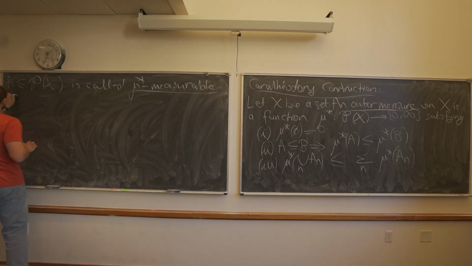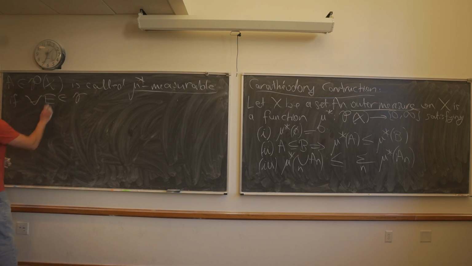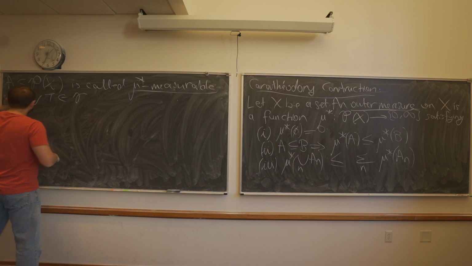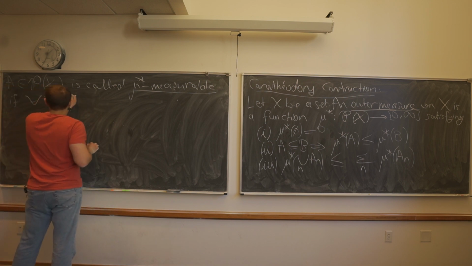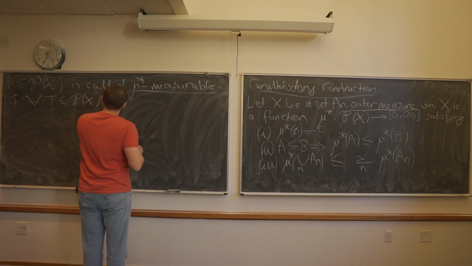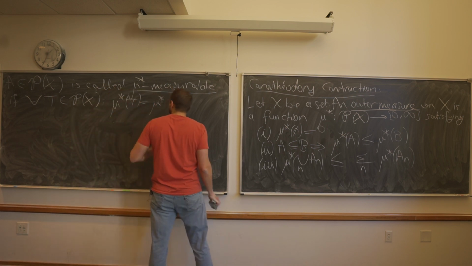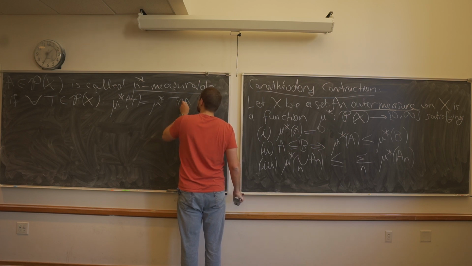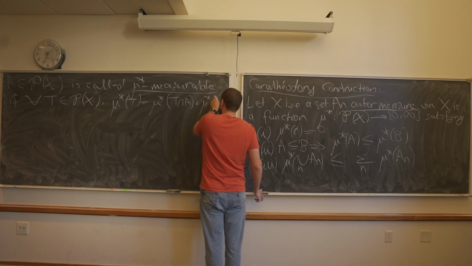If for any, let's use T for instance, T for test. So I'm trying to figure out the measurability of A. And the way I figure it out is by testing it using some other subset, some arbitrary subset. For any T, the outer measure of T equals the outer measure of the intersection of T with A plus the outer measure of T take away A.